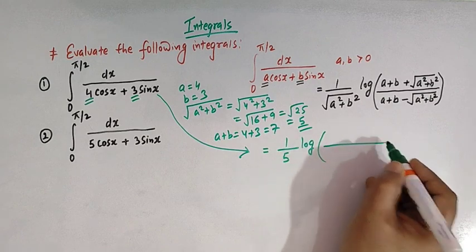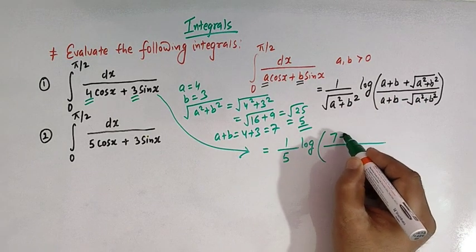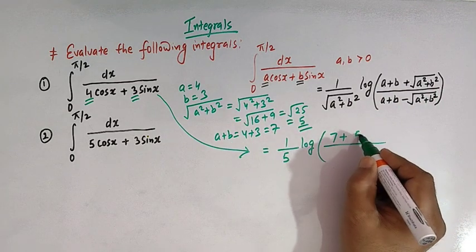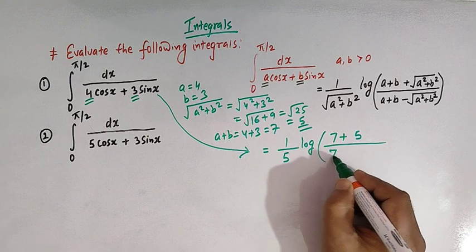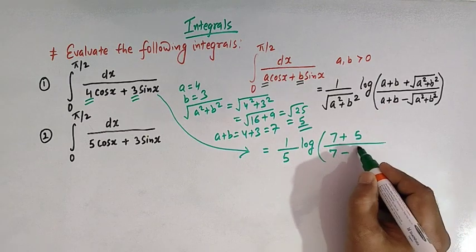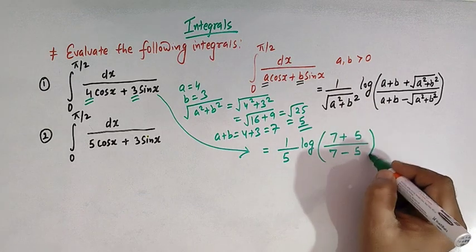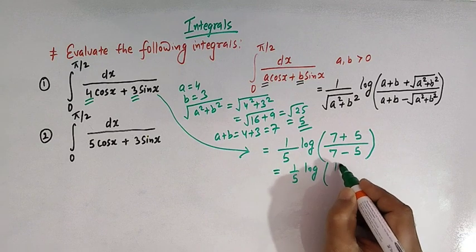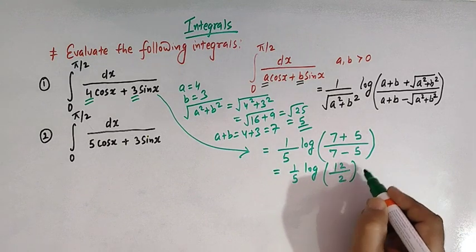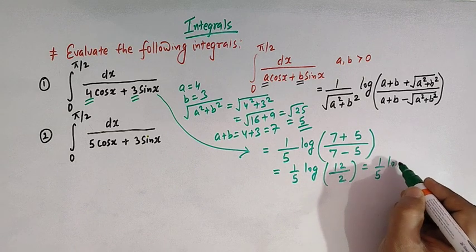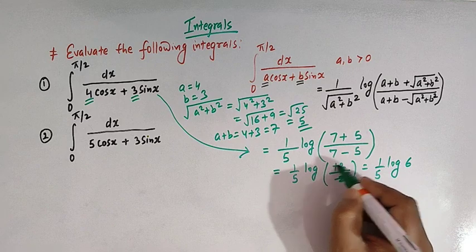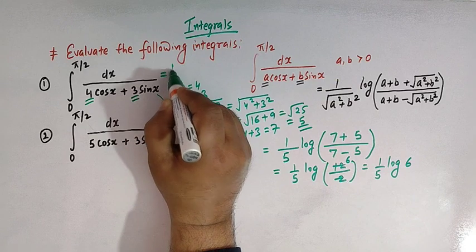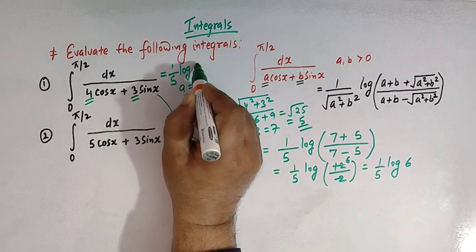So now we have a plus b, that is 7, plus square root of a square plus b square, that is 5, and in the denominator we have 7 minus 5. We can simplify it: 1 over 5 log of 12 over 2, which is 1 over 5 log of 6. So the value of this integral is equal to 1 over 5 log of 6.